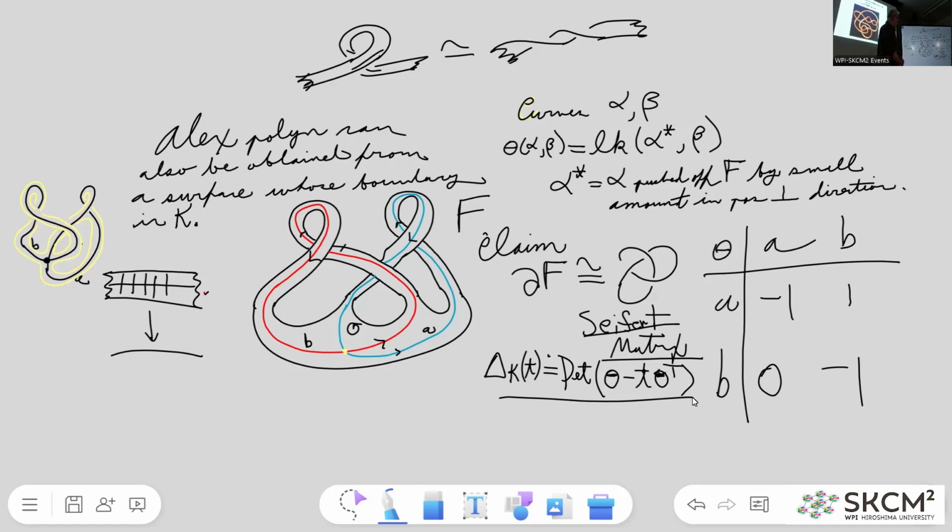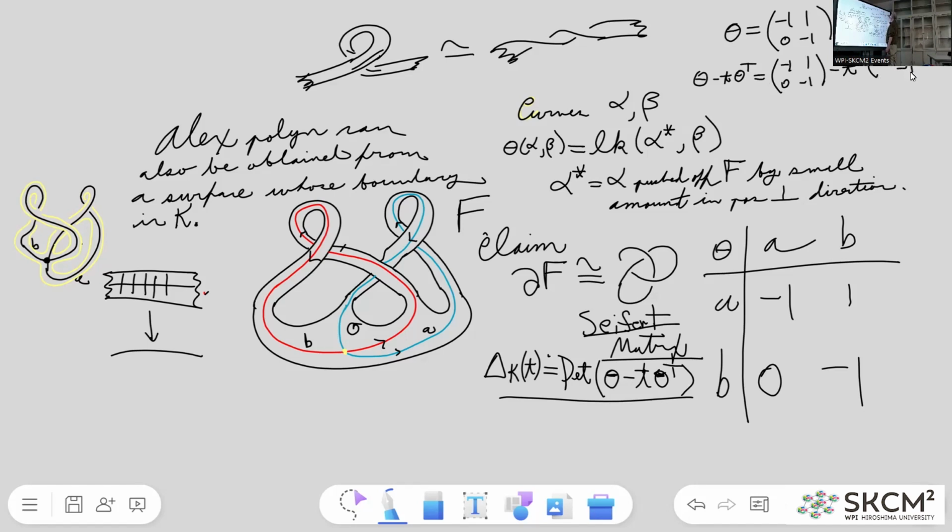But nevertheless, you should see the exercise done, right? So we can do that. Here's our Seifert matrix, -1, 1, 0, -1. And we want to take the Seifert matrix minus T times the transpose Seifert matrix. So that's going to be [-1, 1; 0, -1] minus T times [-1, 0; 1, -1].